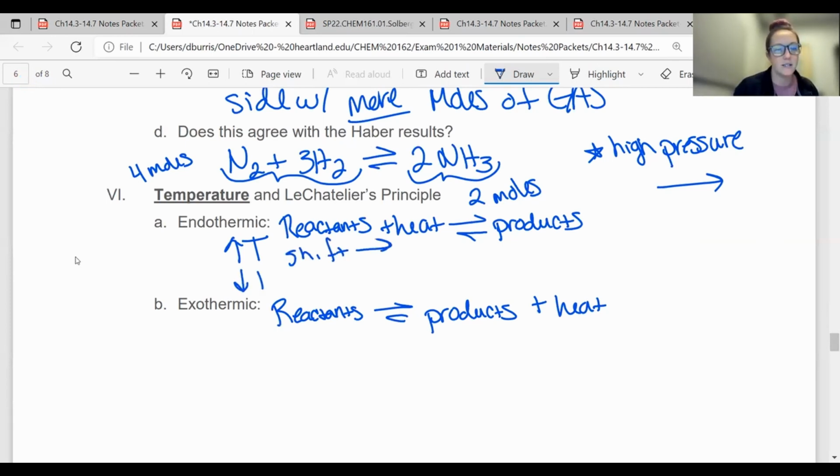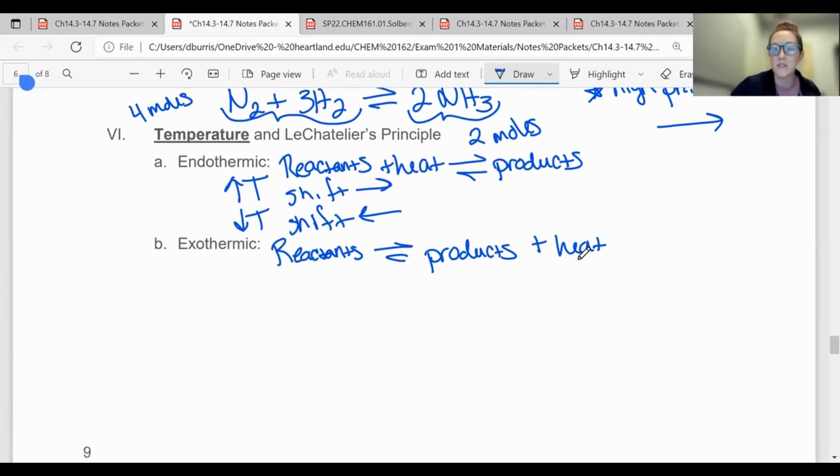And if I decrease the temperature, it's like taking heat out. Okay, it's going to try to fill in that gap. It's going to shift left. Okay, and same is true for exothermic. You think of heat as a product in this case.